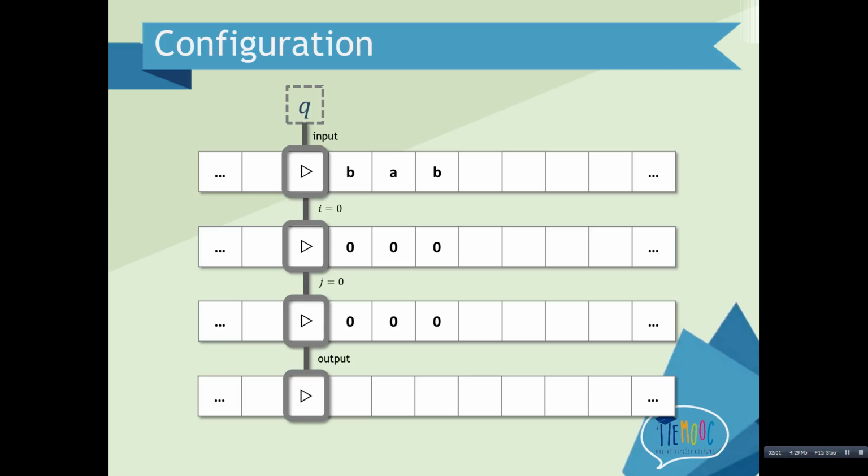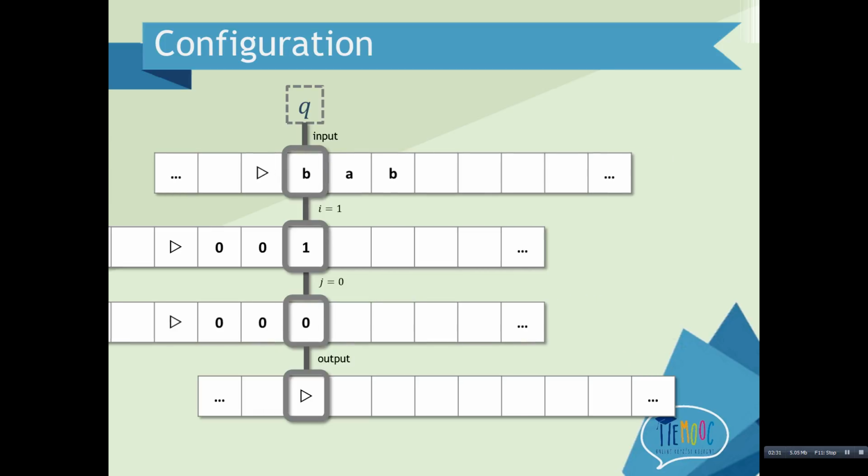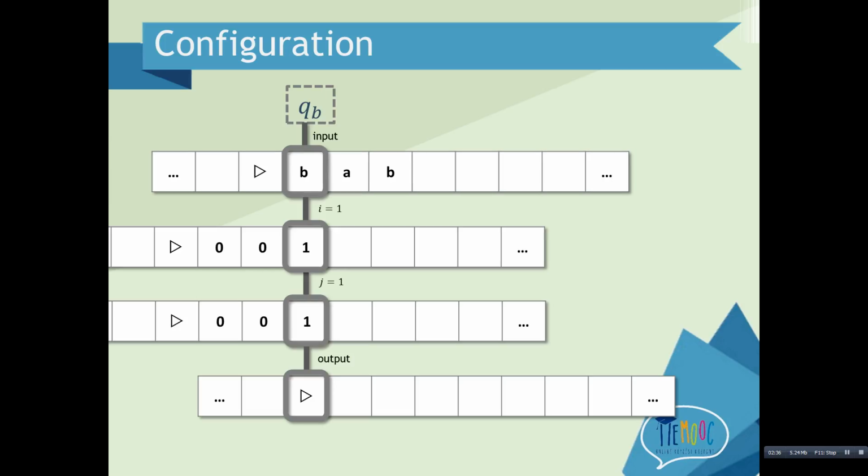We can see the 4 tapes, all of them staying at the start position. In the first tape, there is the input word, which is BAB again. On the second tape, we store the value of I, and on the third, the value of j in binary. The last tape is for the output. Start the procedure. Increase the value of I to 1. Move the first tape to the left with one symbol. And increase j also until the value of I.